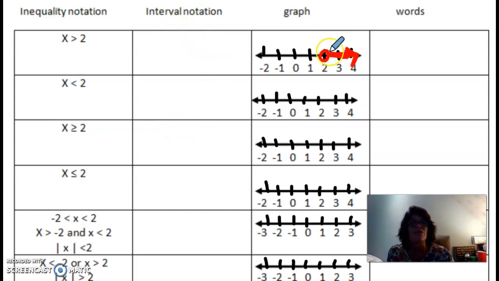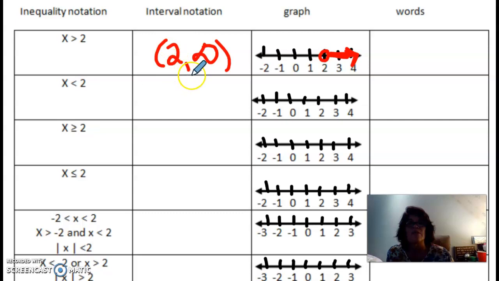In interval notation, the open circle is substituted by a parenthesis, and we write 2, comma, infinity. That means all the answers can be found starting the smallest is 2, but not including 2, up to infinity. No x, no y, no z. It's like whatever the variable is, we don't care. It's just start at 2, but not including 2.